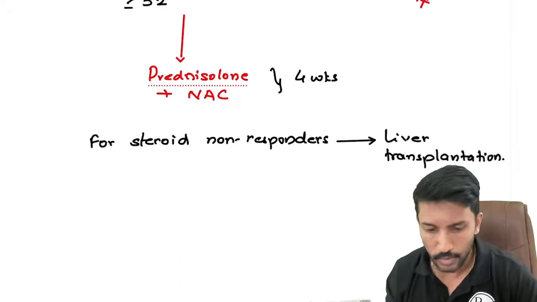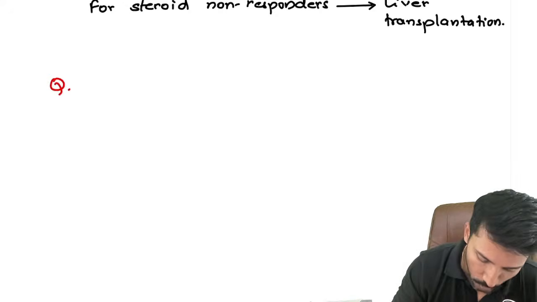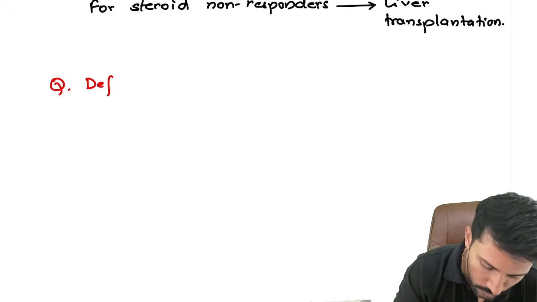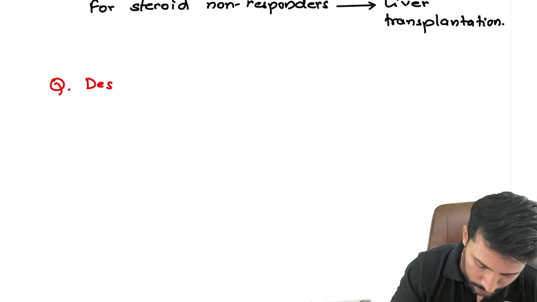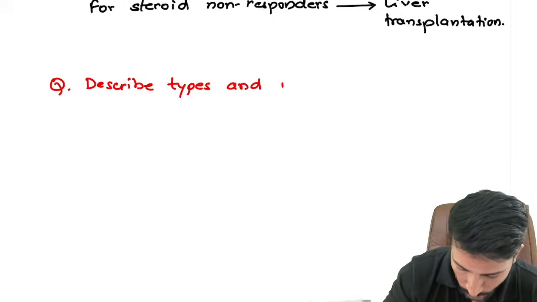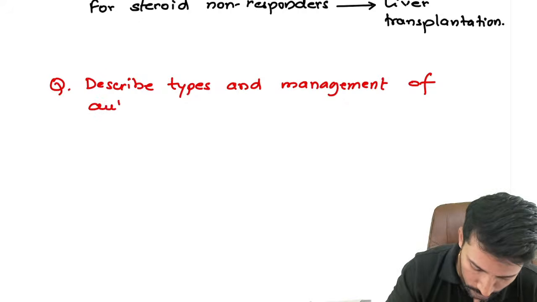Okay. So we'll have one more question for today, which is on autoimmune hepatitis. Okay. So the next question is, describe the types and management of autoimmune hepatitis.